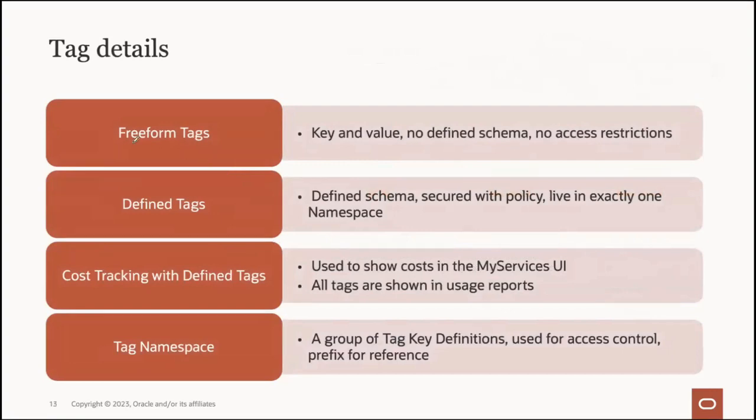So our tagging options, we have free form, which we can take a look at when we get into the console. We have defined tags, and then we have cost tracking with defined tags, and then tag namespace. A tag namespace is going to be a group of tag key definitions. When you look in the console, you'll see Oracle defined tags that you can utilize, or you can start from scratch, or create your own. So that's some of the pieces with tagging, which we'll get into in the console.